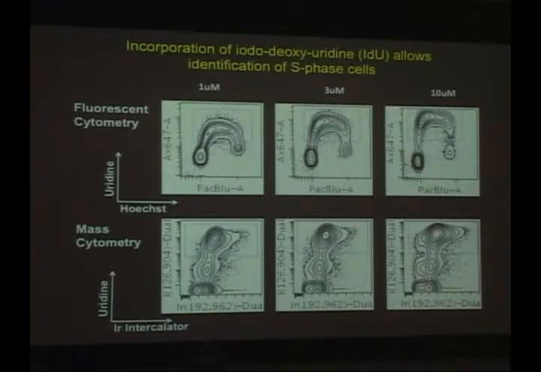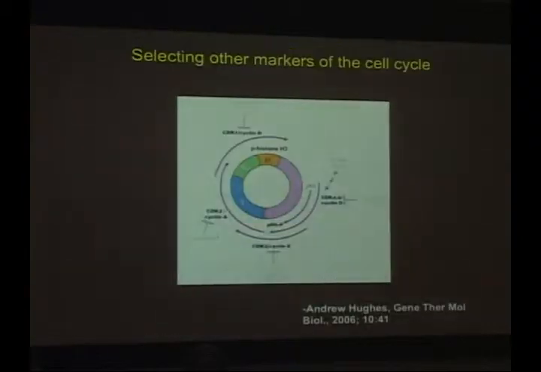A number of other people in the lab have gotten this to work quite readily, and we've gotten some collaborators using this, and a group in Toronto has also somewhat independently come up with the same approach. So this is really straightforward if you want to try and do it. You just get the IDU, add it to your cells, and you can get the S-phase fraction quite readily.